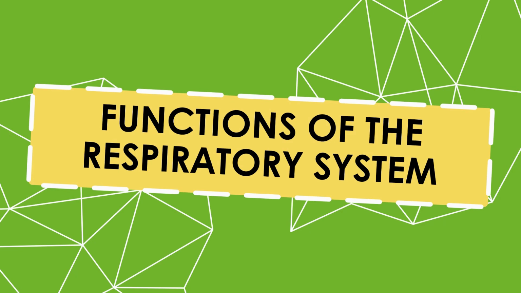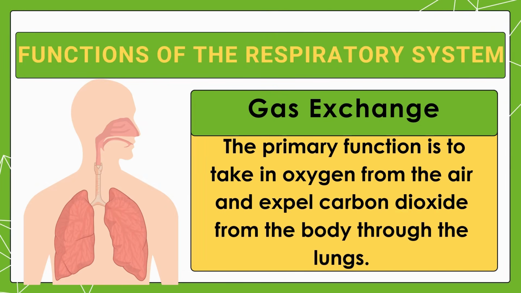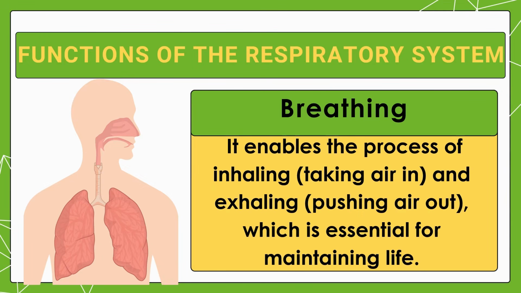Let's now go on with the functions of the respiratory system. First is gas exchange. The primary function is to take in oxygen from the air and expel carbon dioxide from the body through the lungs. Second is breathing. It enables the process of inhaling or taking air in and exhaling or pushing air out, which is essential for maintaining life.